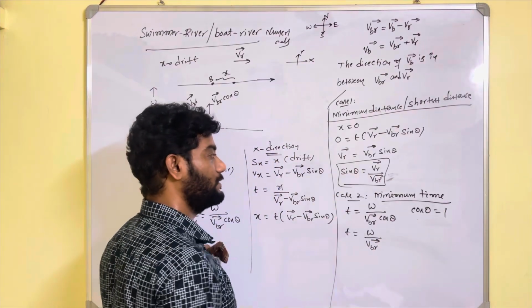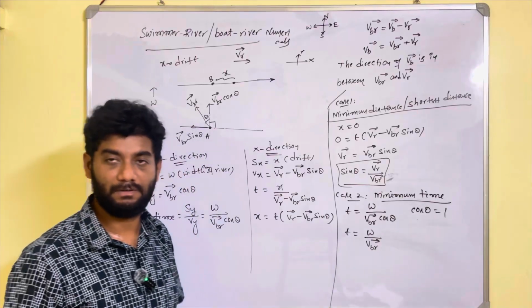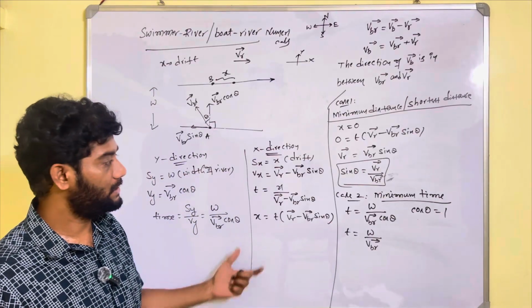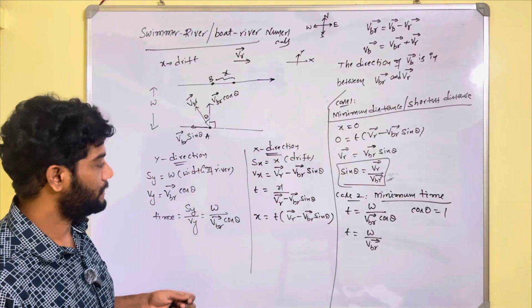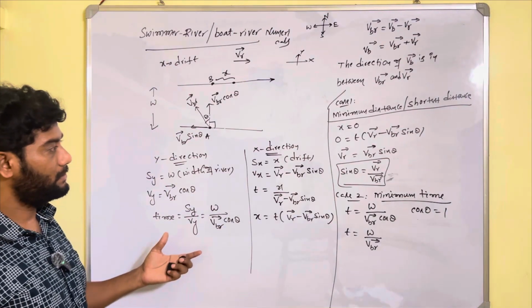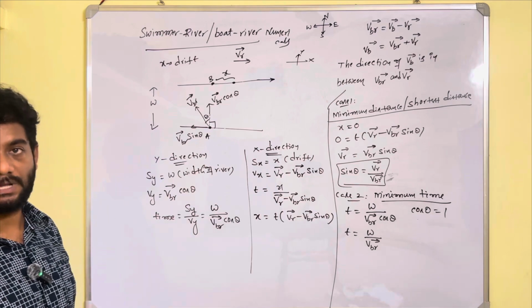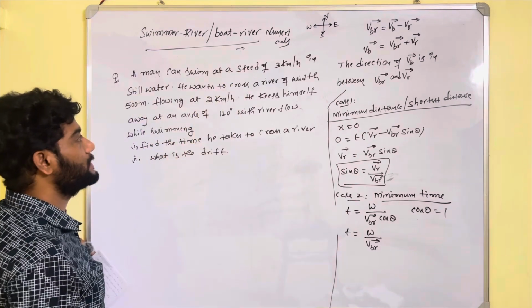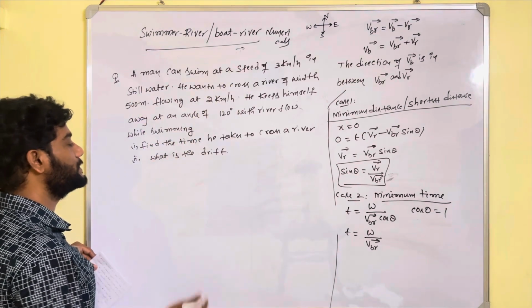By using this one, we can solve any question. Understand the point? Clear or not? Okay. Now pause and write it down, okay? I will give the question and we'll solve. Given, a man can swim with a speed of 3 kilometers per hour in still water.